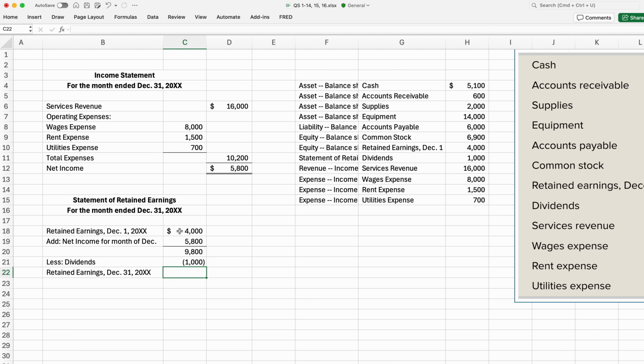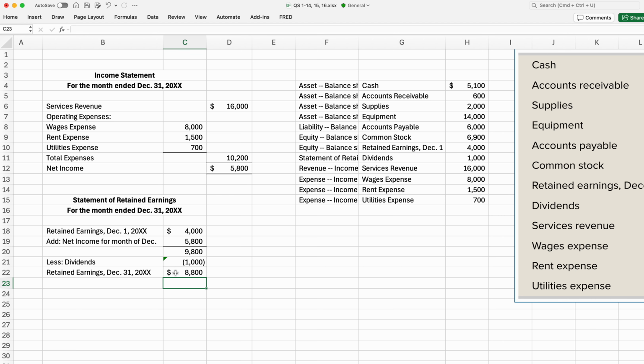This is what we started the month with. We added to owner's equity with this net income, the difference between our revenues minus our expenses. So we've increased the equity section by $5,800. We have paid out to the owners $1,000. So we got to figure out what we have left in retained earnings, and you've probably already done that math. And we have $8,800. That is our ending balance in retained earnings for the month.